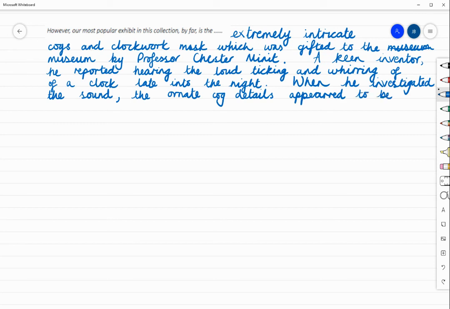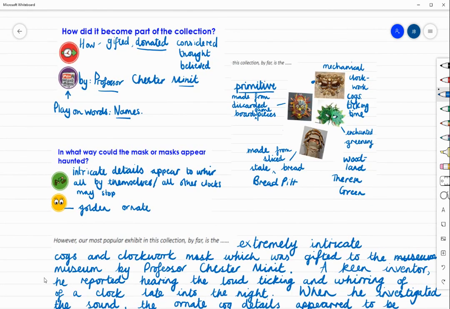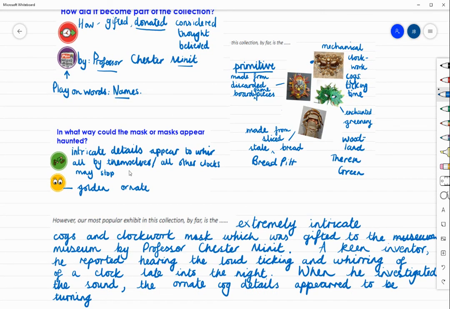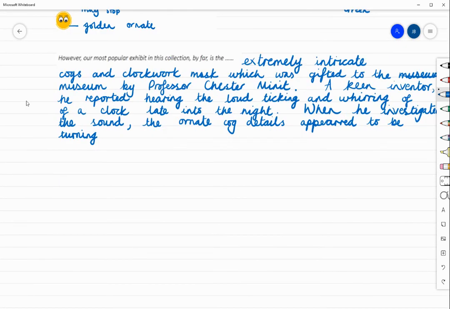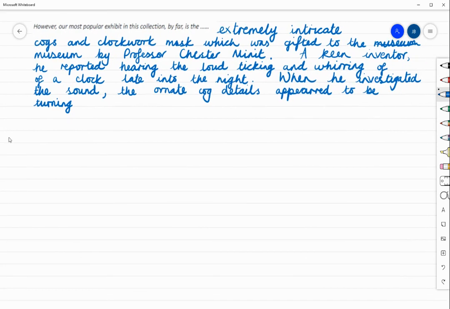to be the cog's turn. Twist and turn, I'm going to put turn. Appeared to be turning, in fact. Make sure it makes sense. Appeared to be turning all by themselves, maybe a little bit more formal language, because I know I had all by themselves up here. We know a good word for that, don't we? Appeared to be turning independently.